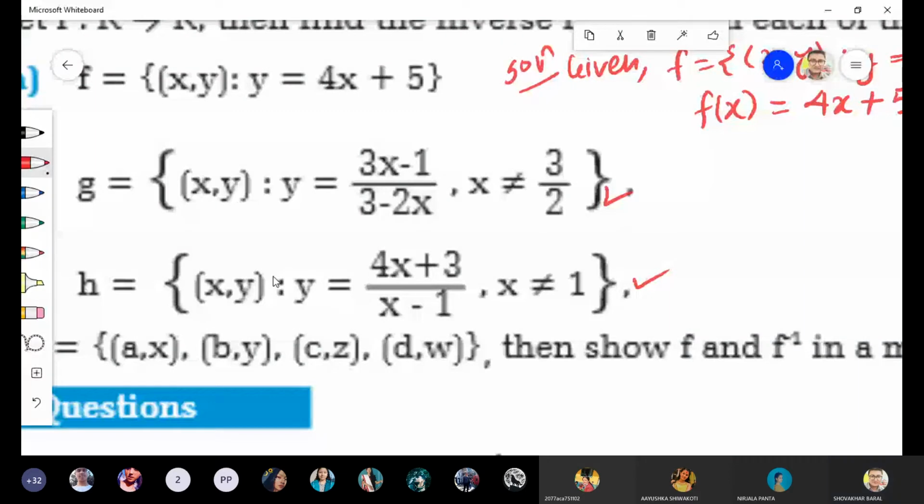Tell me the answer, what you will get from here. Solve it right now. I request everyone to solve this one. Is anyone solving this question? I'll talk with you right now.